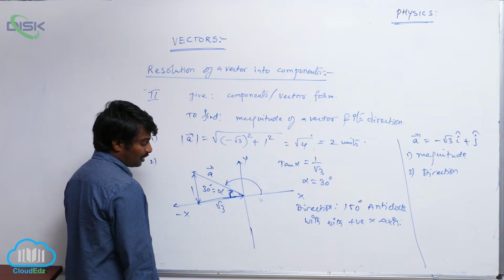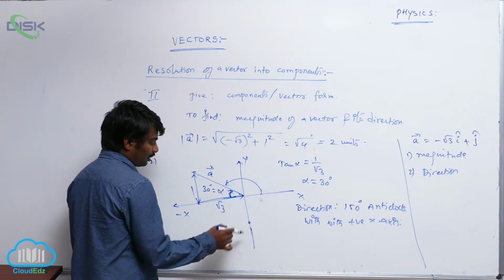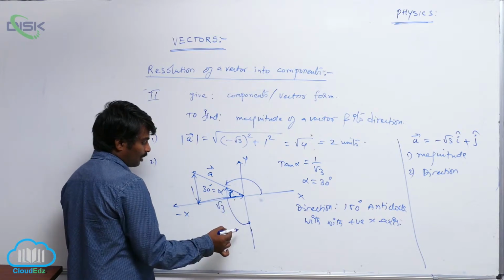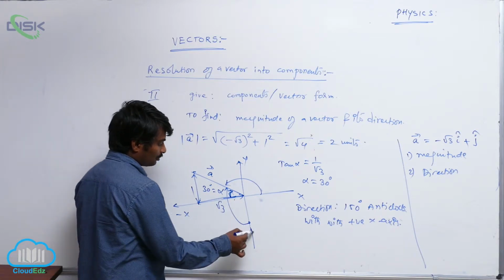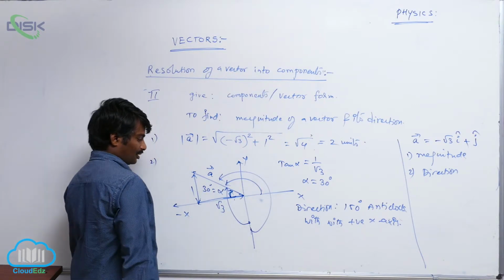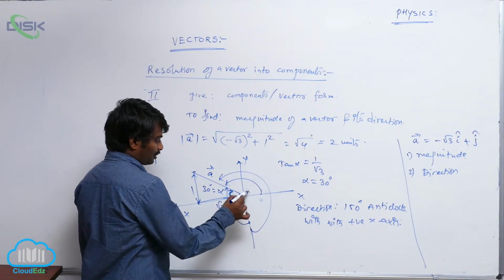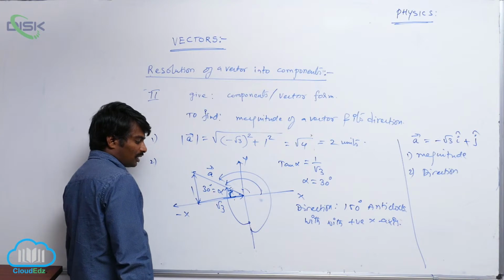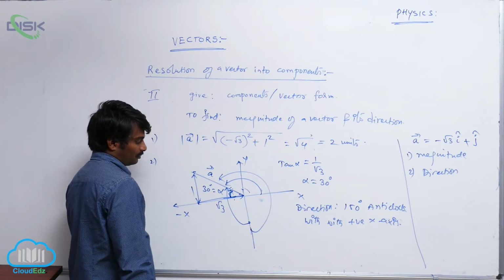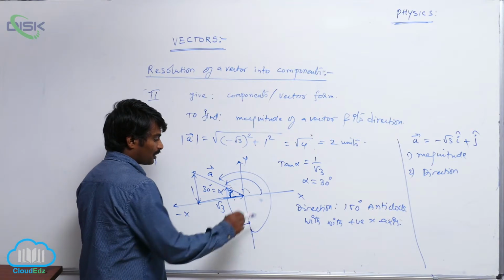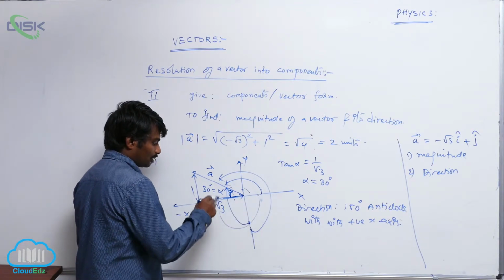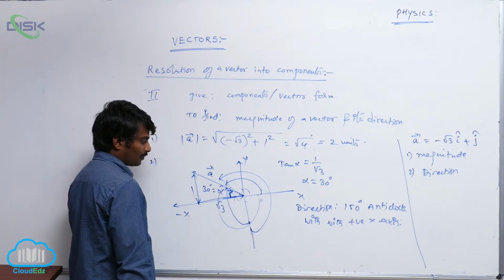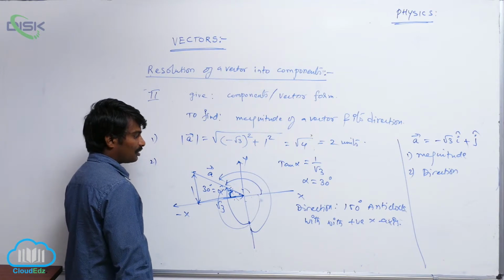How to calculate clockwise angle with the negative y-axis? You start from here and move clockwise. So this will be 90 plus 30, so 120 degrees clockwise angle with the negative y-axis. Or this 90 plus 90, 180, 180 plus 60, 240 degrees anti-clockwise angle with the negative y-axis. What is clockwise angle with the positive x-axis? This is 90 plus 90 plus 30 degrees, so 210 degrees clockwise angle with positive x-axis.